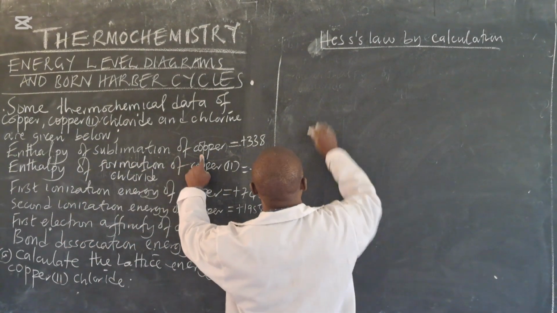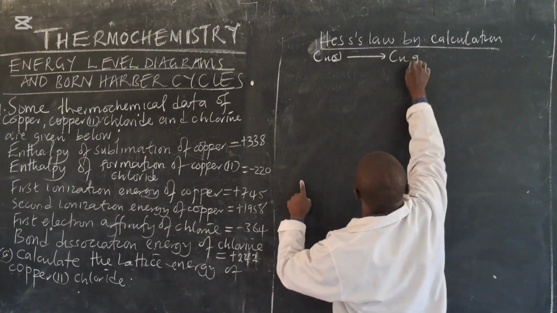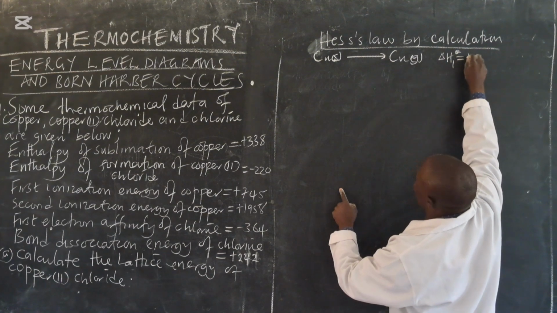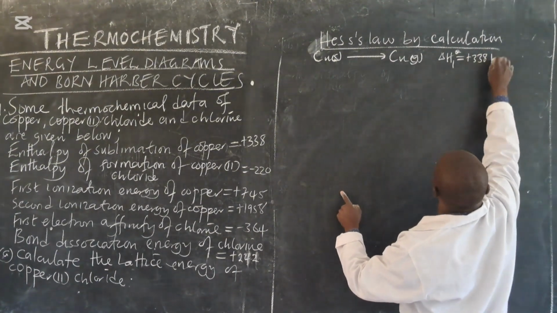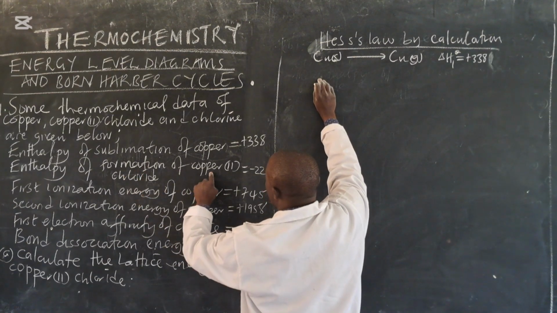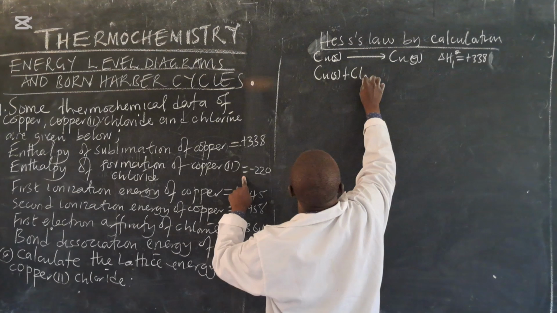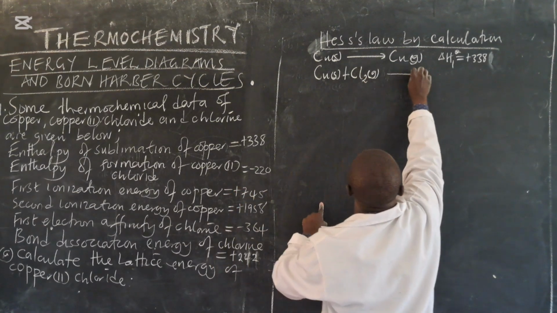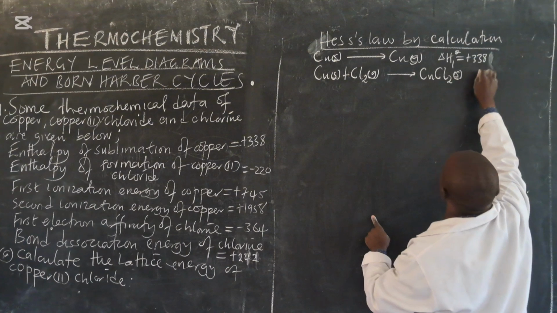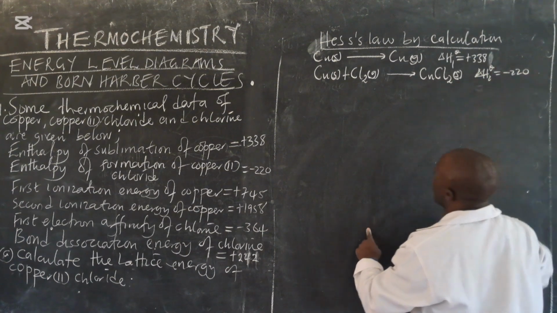Enthalpy of sublimation of copper means converting copper solid to copper gas. This value is positive 338. Then the enthalpy of formation of copper 2 chloride: you form copper 2 chloride from its elements in their standard states, so you form this solid. This value, we can call the heat of formation, is negative 220.